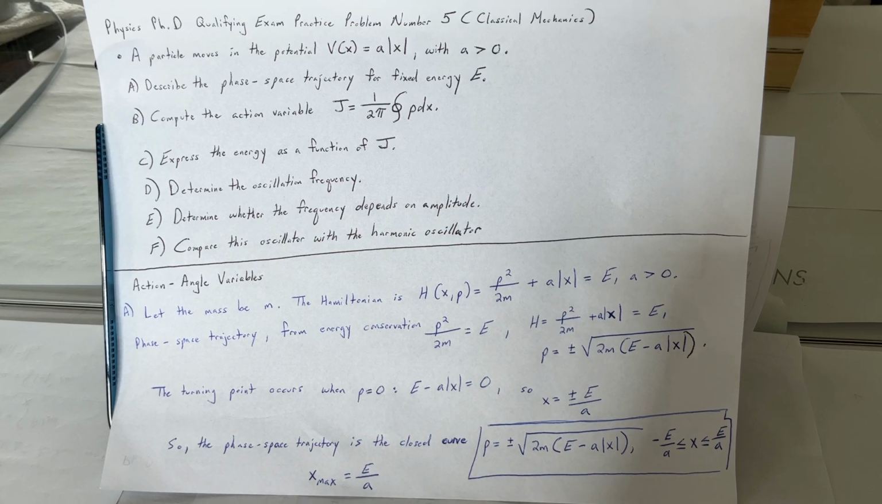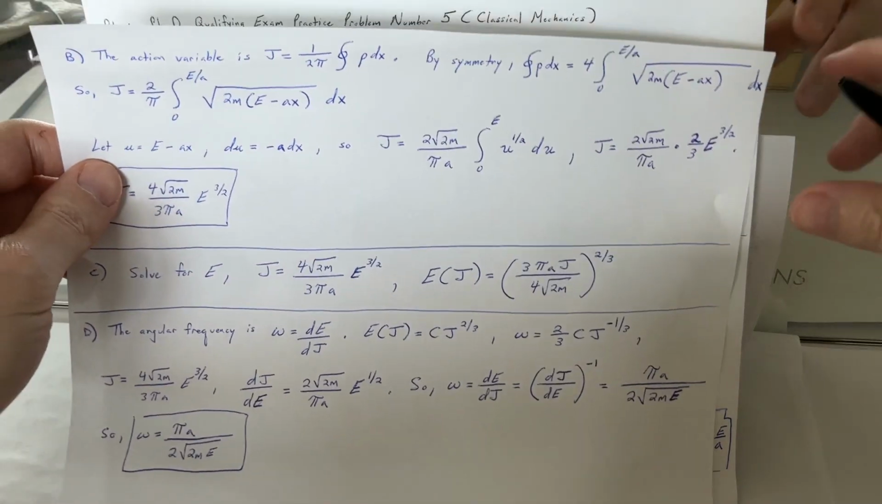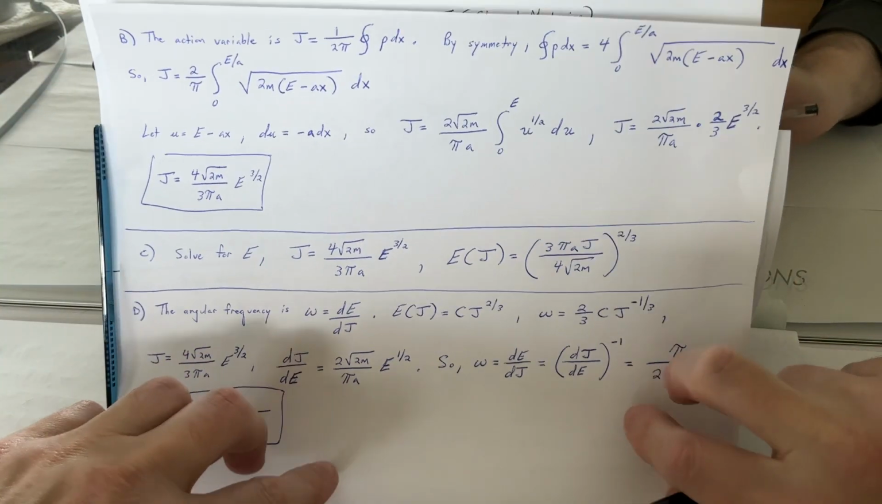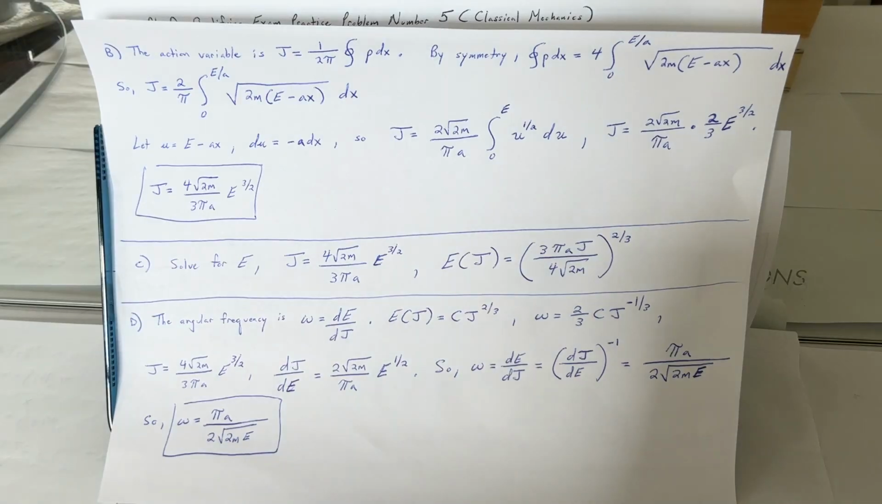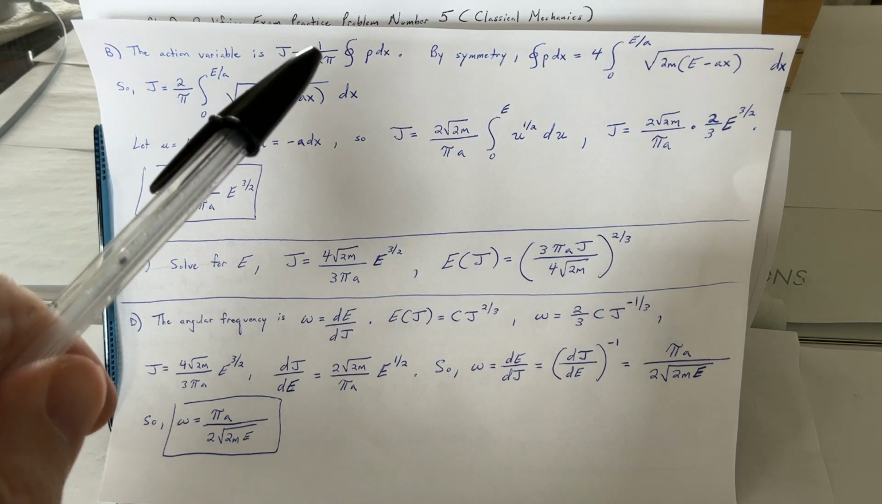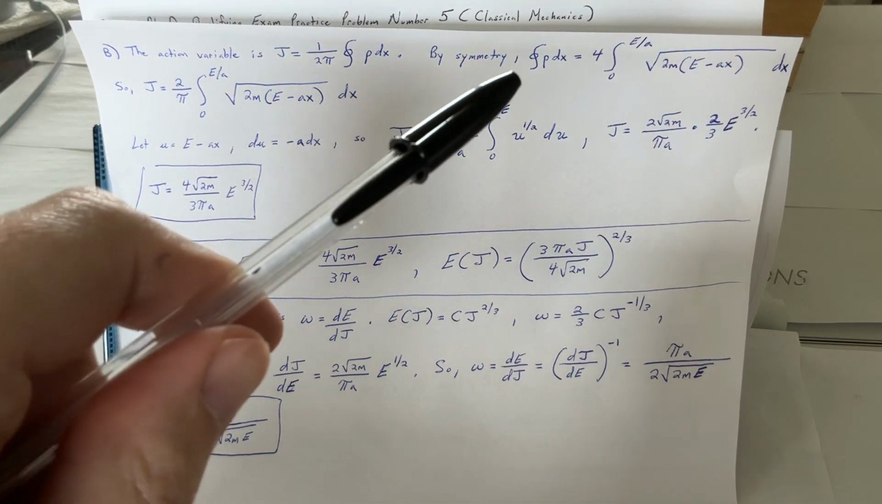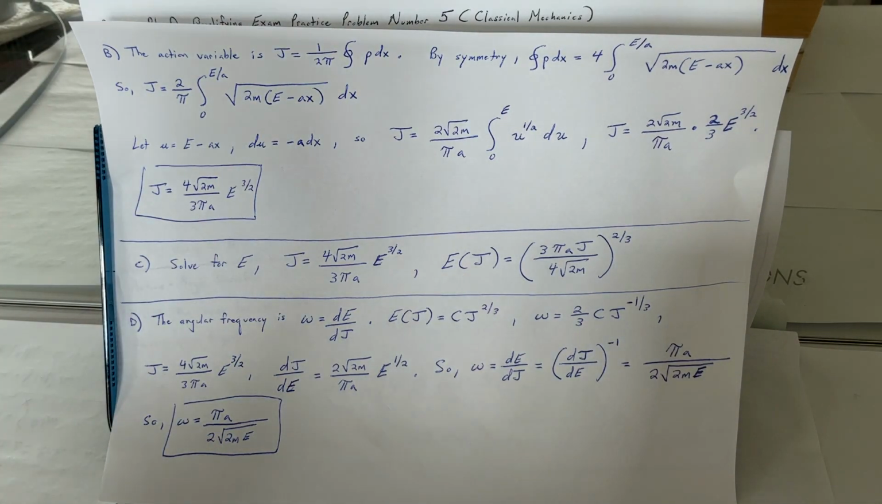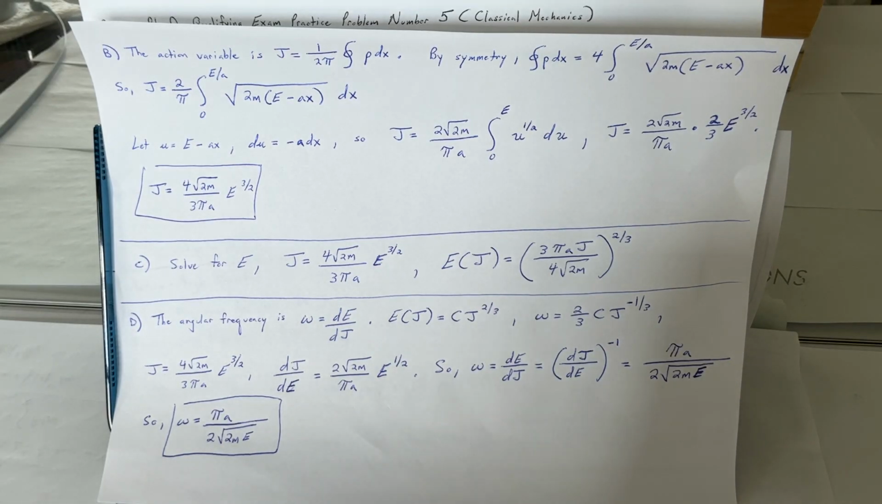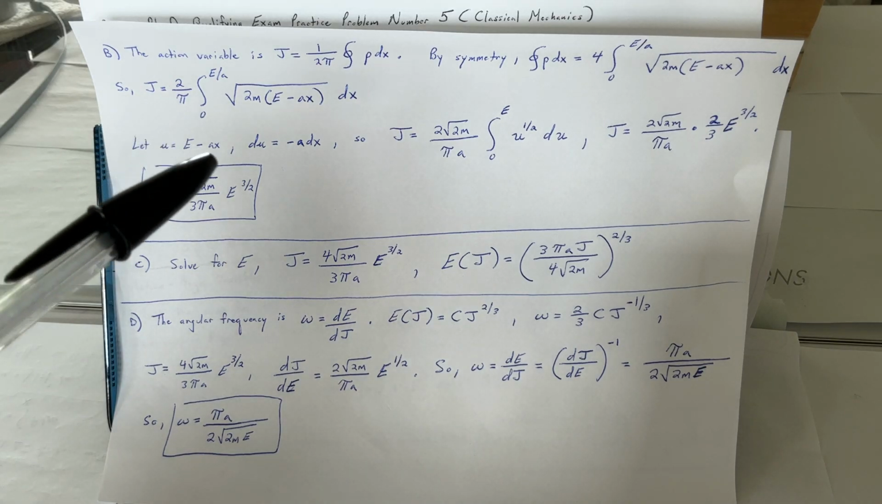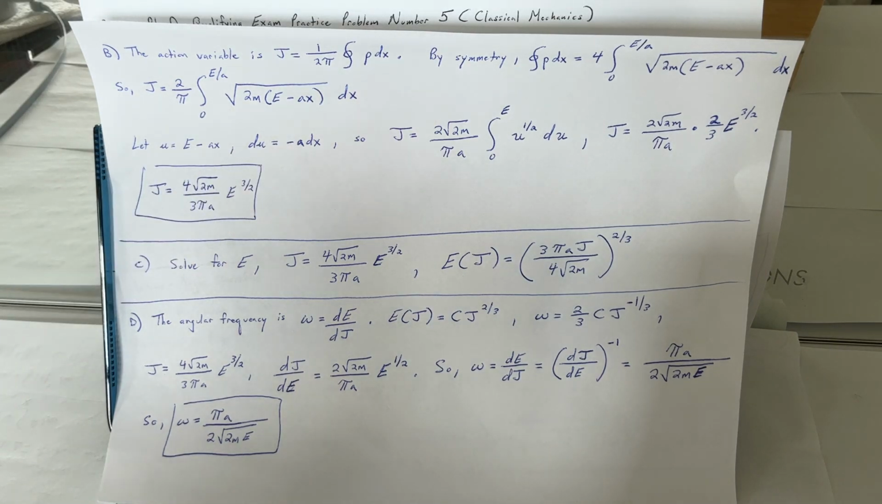So moving along to part B. Here, the action variable is J equals 1 over 2 pi closed integral of p dx, and by symmetry the closed integral of p dx equals 4 times the integral from 0 to E over A of the square root of 2m times the quantity E minus A x, dx. What we're going to do here is let u equal E minus A x, du equals negative A dx.